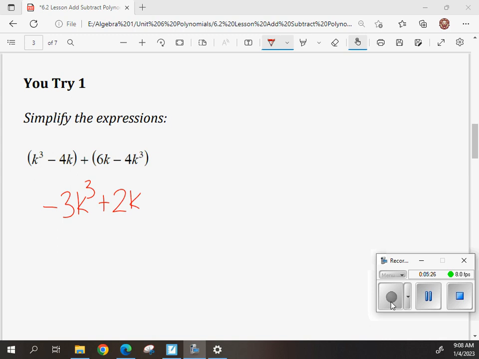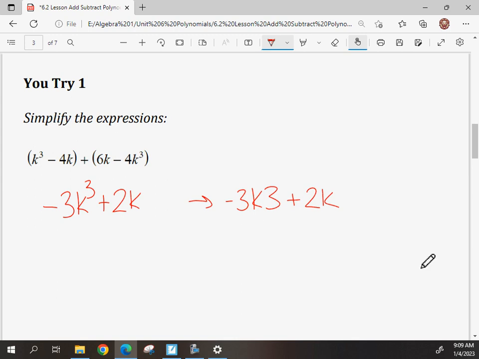So you should have gotten negative 3k to the third plus 2k. Remember, when you're putting these into Edpuzzle, you can just write the exponent after the letter. Again, if you didn't get this right, please do ask for help so we can figure out why.